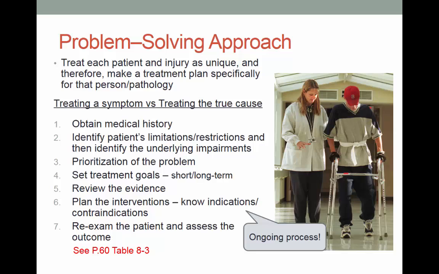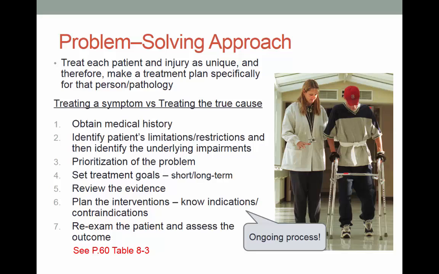The 7 components of treating a patient are an ongoing process. We need to obtain a medical history, identify the patient's limitations or restrictions, and then identify the underlying impairments. We need to prioritize the issues of the problem. Sometimes our patients come in and multiple areas hurt. So what do we start treating first? What's most important to our patient?